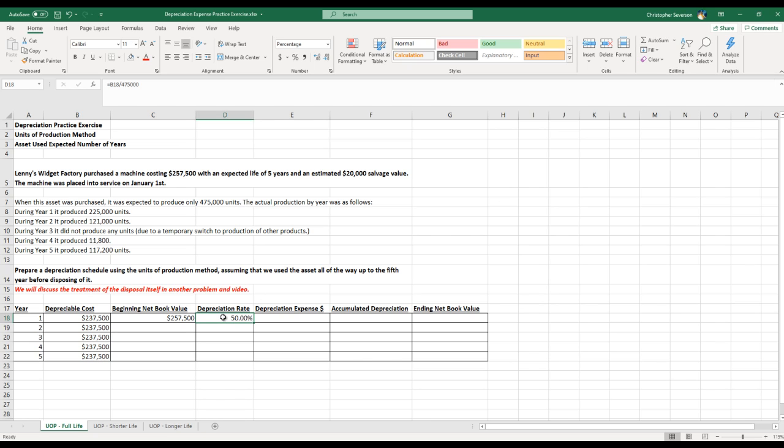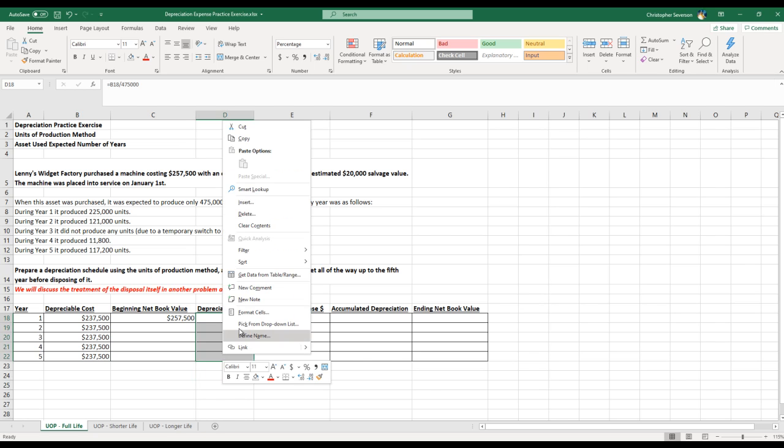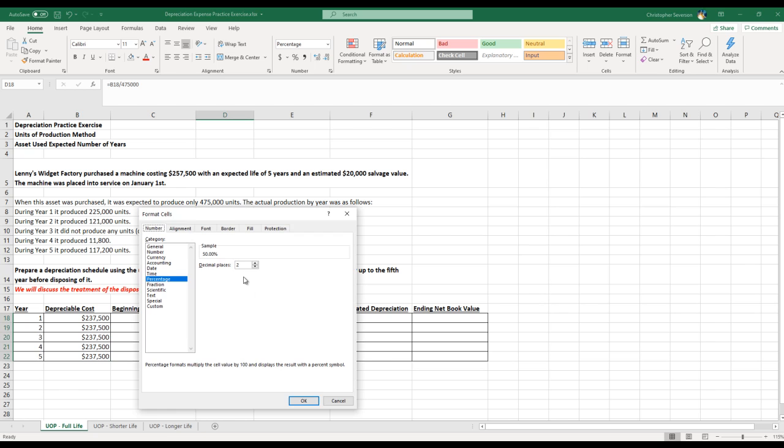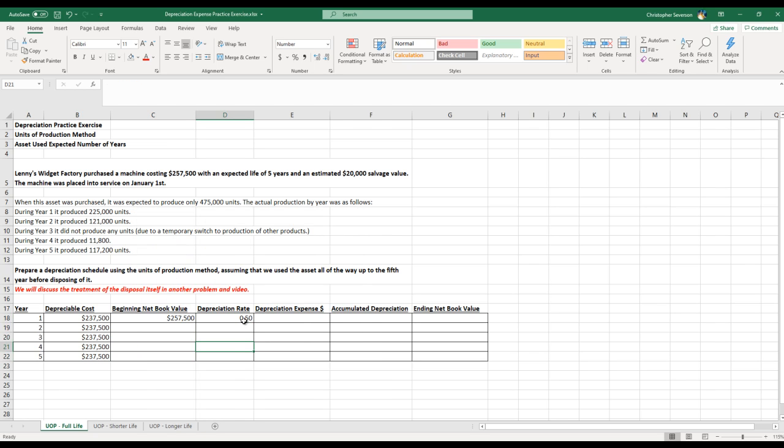In this case, it looks like I have that formulated as a percentage. I need to change that to a currency, or just a number with 2 decimal places. It's actually 50 cents per unit. It's not 50%, it's 50 cents per unit. Now that's going to be the same under every year, unless something changes, unless the cost changes or the life in units changes. But assuming everything stays the same, that rate's going to be the same.